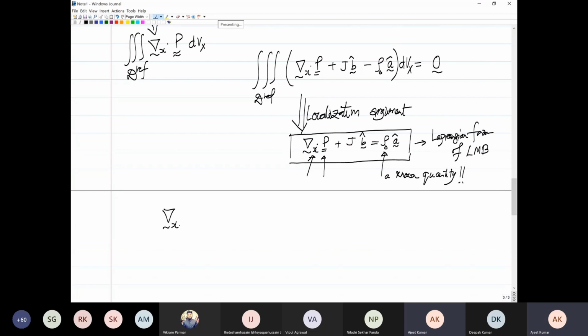So you have divergence of P plus J times B is equal to rho naught, and this acceleration A hat is simply del 2 y over del T2. Okay, it has only this. Or you could also say it is rho naught del V hat by del T.